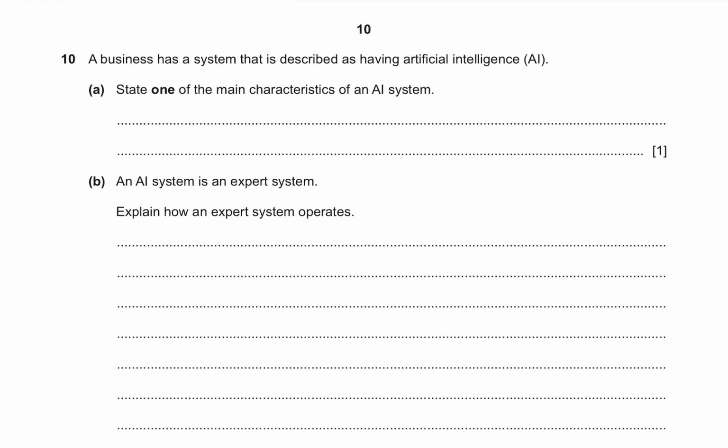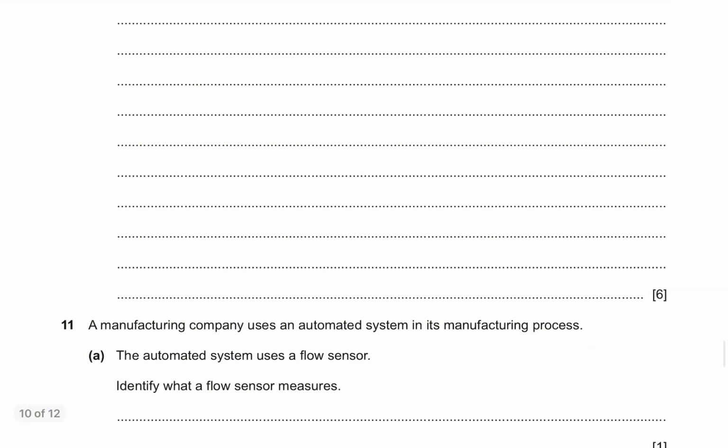A business has a system that is described as having artificial intelligence, AI questions. State one of the main characteristics of an AI system. The main characteristic of an AI system is the ability to learn. Okay? An AI system is an expert system, and how an expert system operates. How does it operate basically? Again, 6 marks questions.